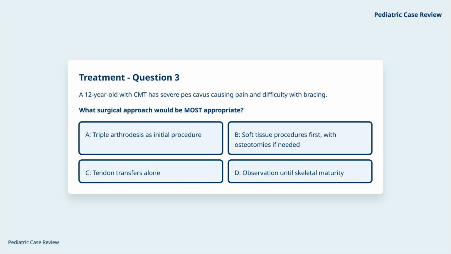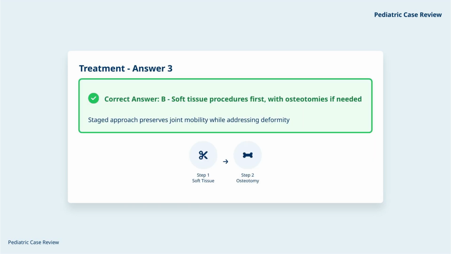A 12-year-old with Charcot-Marie-Tooth has severe pes cavus causing pain and difficulty with bracing. What surgical approach would be most appropriate? A. Triple arthrodesis as initial procedure. B. Soft tissue procedures first, with osteotomies if needed. C. Tendon transfers alone. D. Observation until skeletal maturity. The correct answer is B. Soft tissue procedures first, with osteotomies if needed.